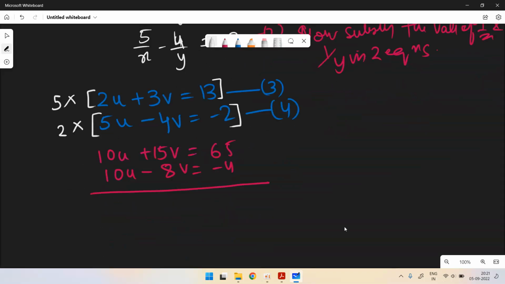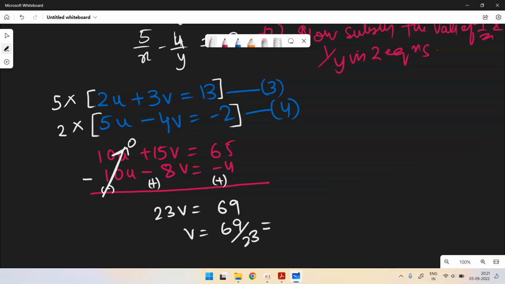Subtracting these two equations, what will I get? This will become minus, this will become plus, this will become plus. So 10u minus 10u becomes 0. Then 15 plus 8 is 23v equal to, this is addition, so this is 69. If you calculate the value of v, this is 69 by 23, which is nothing but 3. The value of v is 3.